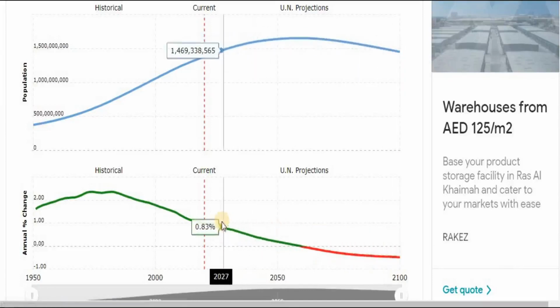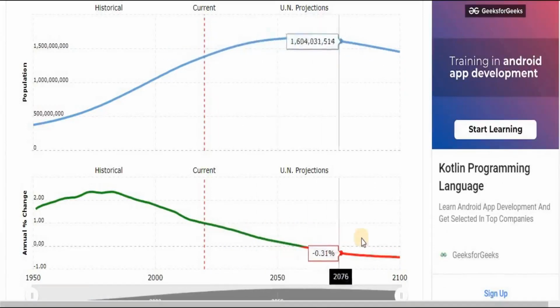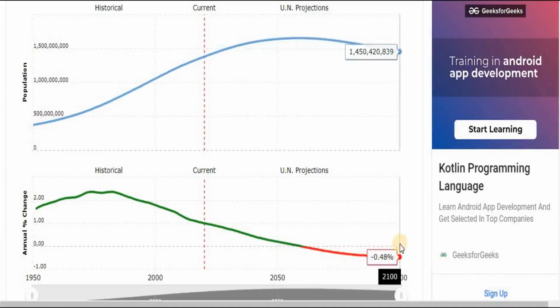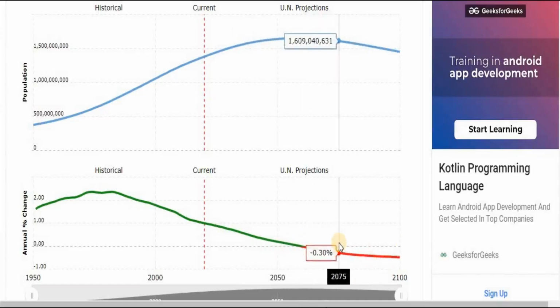So, what it was in 2026, the same level will come back in 2100. So, the population of India will increase, but the maximum will be 165 crore and then it will go down.